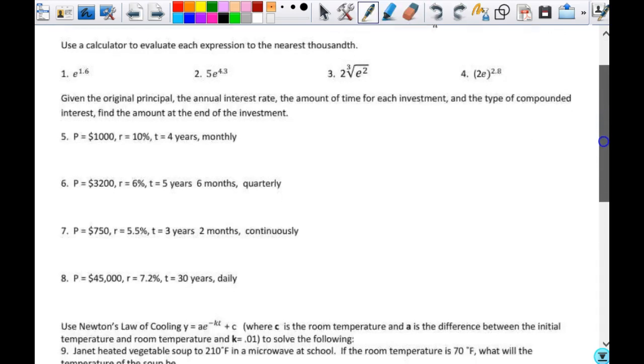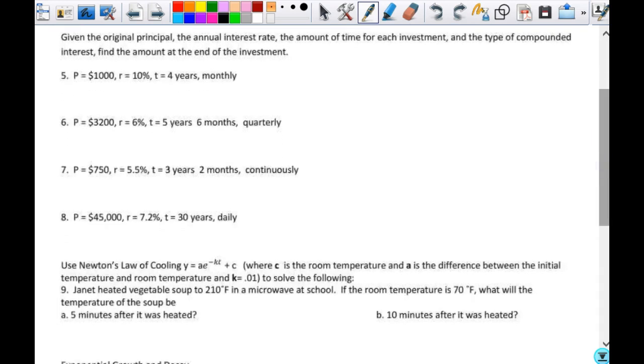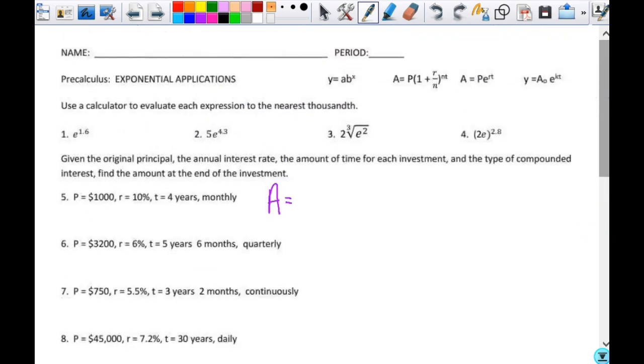So number 5, it says, given the principal and the annual interest rate, the amount of time for each investment and the type of compounded interest, find the amount at the end of the investment. Okay, so we're going to start with number 5. I'm looking for the amount, and since it is compounded monthly, these are my 2 interest formulas.